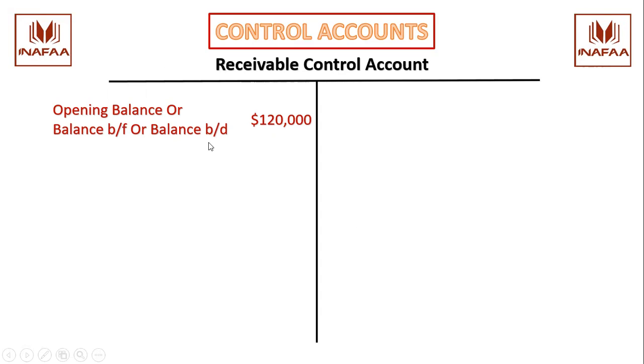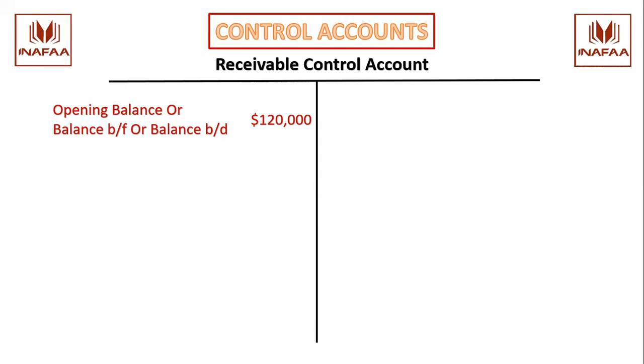Remember, opening balance is written on the same side. Same side means if it's a debit balance, it is written on the debit side. If it is a credit balance, it is written on the credit side. Whereas closing balance is written on the opposite side. Opposite side means if we call it a debit balance, it will be written on the credit side. If we call it a credit balance, it will be written on the debit side. So we have an opening balance of 120,000.